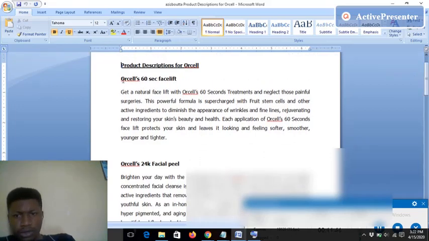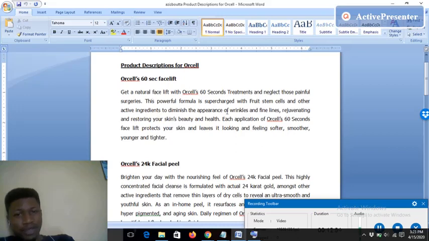Now, Ocel 60-second facelift. Get a natural lift with Ocel 60 seconds treatments and neglect those painful surgeries. This powerful formula is supercharged with fruit stem cells and other active ingredients to diminish the appearance of wrinkles and fine lines, rejuvenating and restoring your skin's beauty and health. Each application of Ocel's 60 seconds facelift protects your skin and leaves it looking and feeling softer, smoother, younger, and tighter.